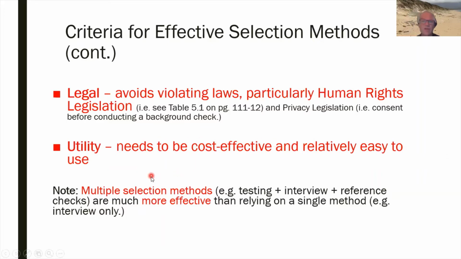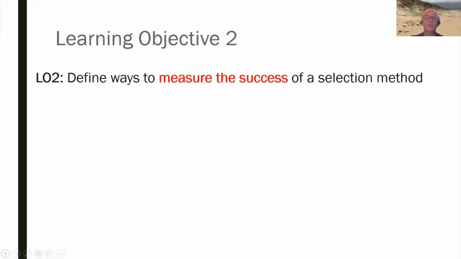The key here then is you want to be using multiple selection methods. Testing, interview, and reference checks are much more effective than relying on one thing, such as having an interview only. So a good selection process will involve a number of different selection techniques or selection tools. Cycle back: define ways to measure success of the selection interview.